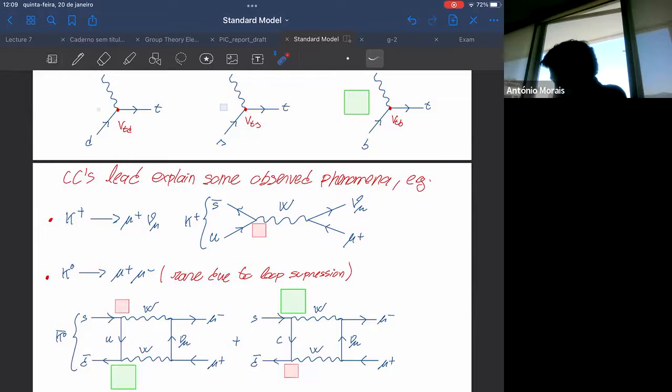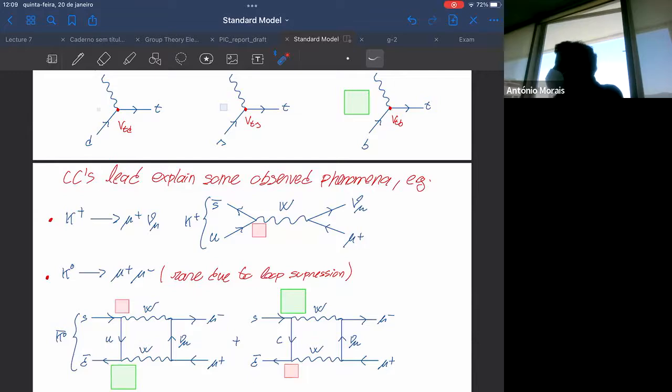But you have the Cabibbo mixing taking place here completely. So the green one is almost one. So this is a sizable coupling because it involves the same generation: in this case, down and up here, and in the other case, strange and charm. And then the red one involves first and second generation. So it's the Cabibbo mixing, like U and S, S and C, but these are equivalent.